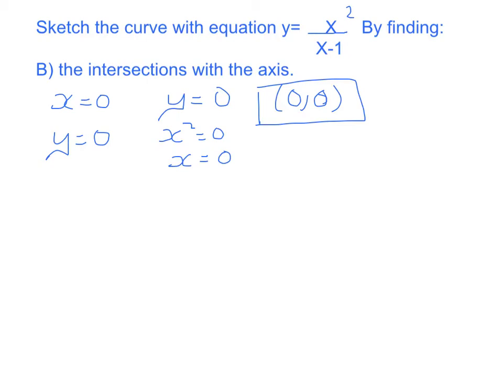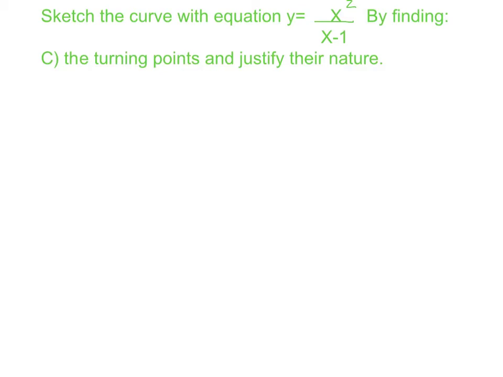Okay, the third part of the question asks us to find the turning points and justify their nature. So this is just like in Higher, so we're going to be differentiating the function. Now I want to go back and just look at the way we rewrote the function for part A. Now we could just differentiate in this form. We could use our quotient rule, or we could bring the bottom up and use our product rule, but it's generally easier if we've already rewritten the function as a partial fraction. It's easier to use that, so that's what we're going to do.